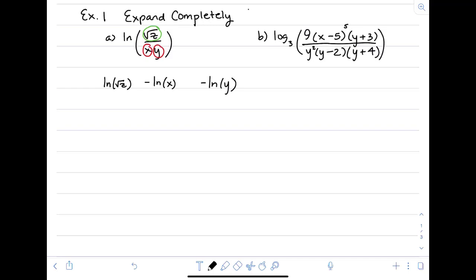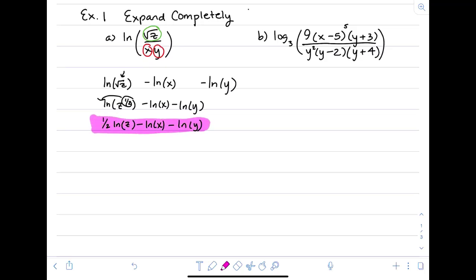But notice, I see a power. This is like having ln of z to the 1/2, and everything inside that argument is raised to the power of 1/2. So I can use my power rule, bring that outside, and that's 1/2 ln z minus ln x minus ln y. And that's truly as far as we can go. When someone says expand completely, they mean using those logarithm rules, break it apart as much as possible. This is going to be particularly helpful for classes such as Calc 2, because you'll need to be integrating things, and it turns out it's much easier to integrate these logarithms when they're fully expanded.